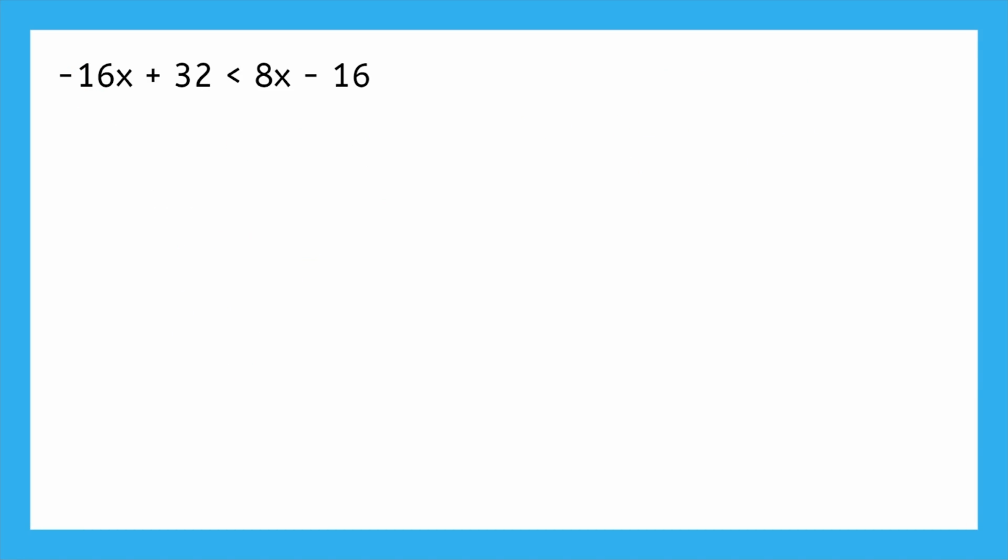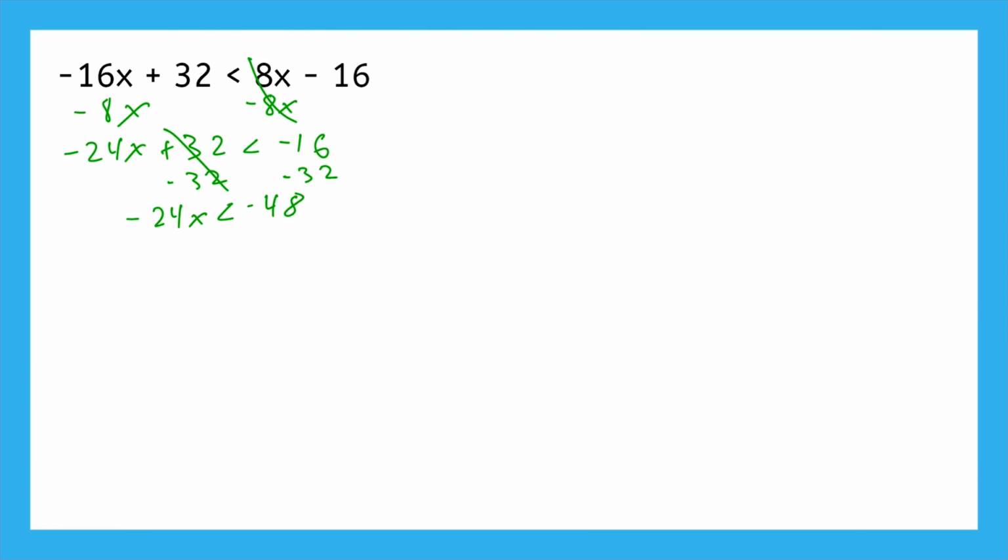Now let's talk about a few other ways the less than or greater than symbol can cause some issues if we're not careful. First, since the sides actually matter in an inequality, what happens if we change which side the variable and the constant end up on? So if we subtract 8x to get it off the right, and then subtract 32 to take that off the left, then we get that -24x is less than -48. We divide by a -24 and get that x is less than 2.